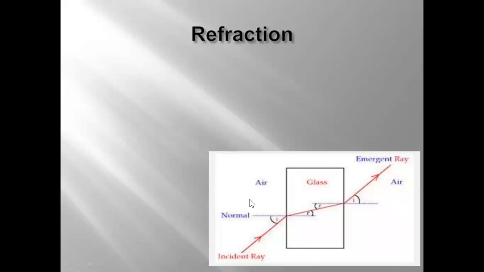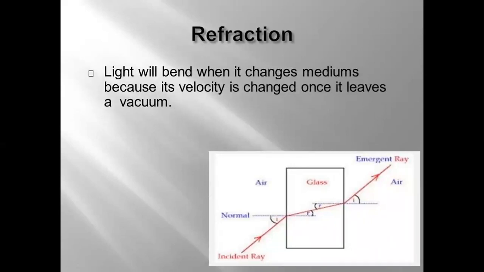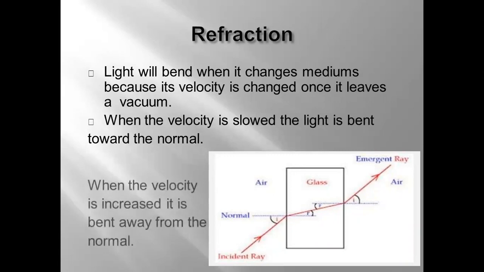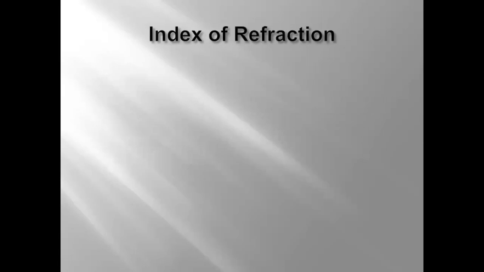Now we have refraction. Light will bend when it changes mediums because its velocity is changed once it leaves a vacuum. When the velocity is slowed, the light is bent toward the normal. When the velocity is increased, it is bent away from the normal.